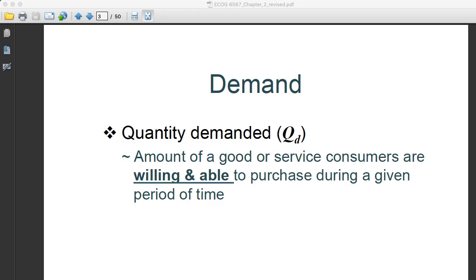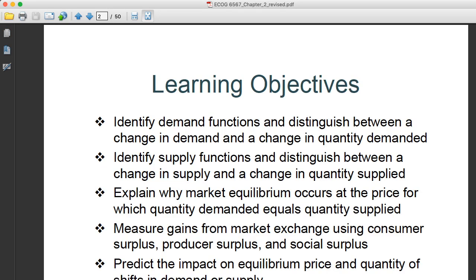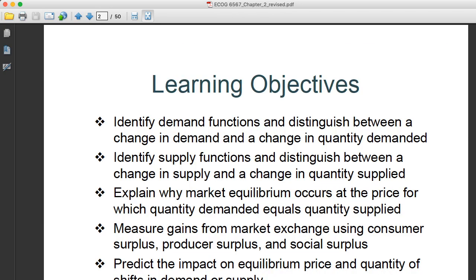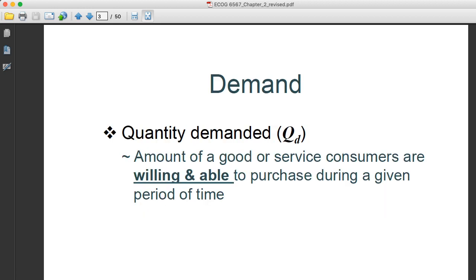Okay, in chapter 2, you learn about demand, sorry. We start with a chapter on demand. And then supply and equilibrium. Okay. All right.